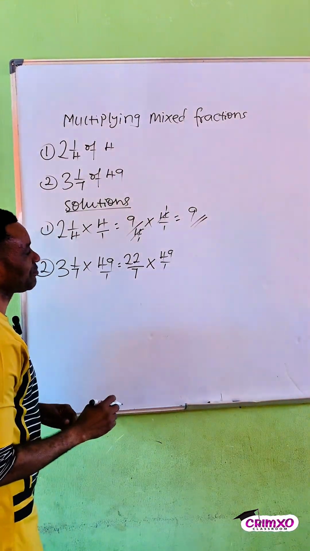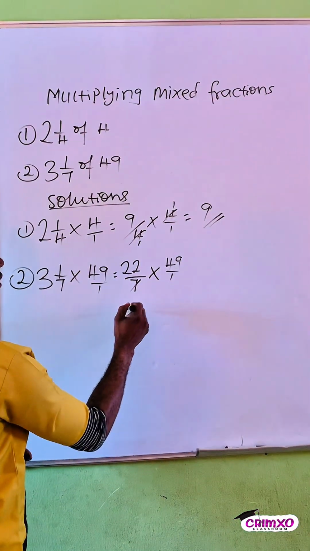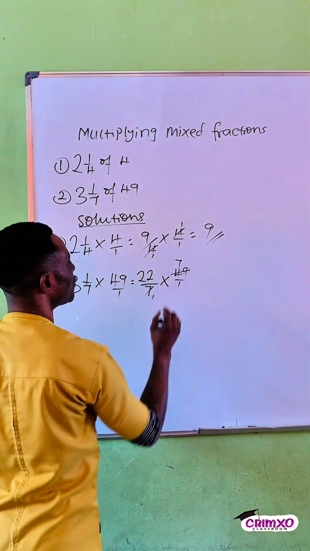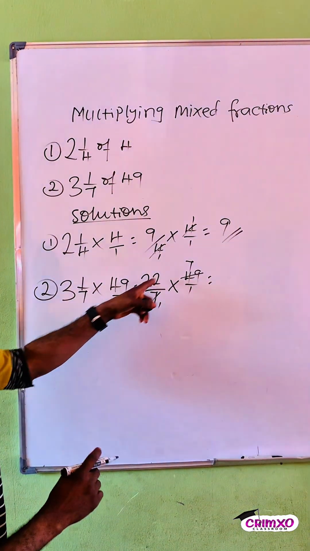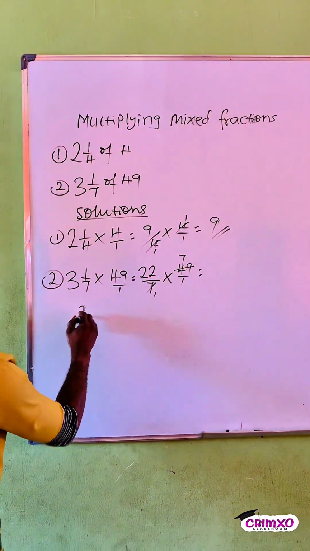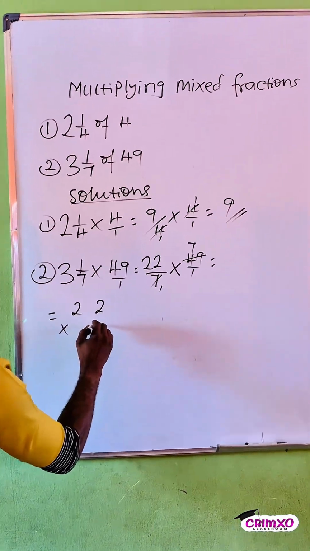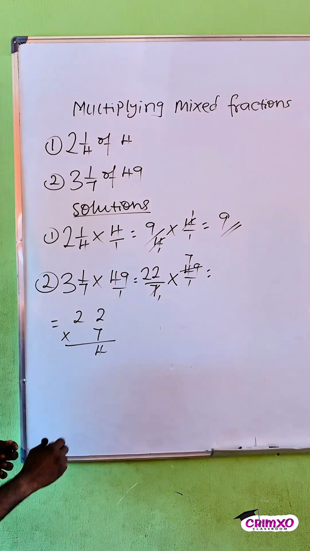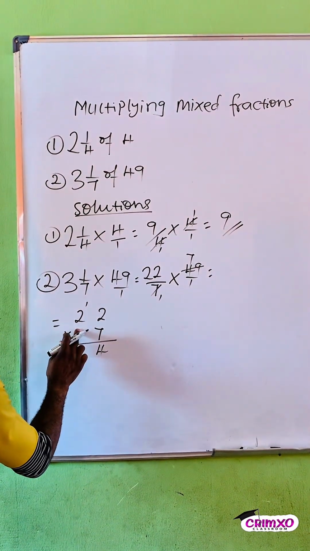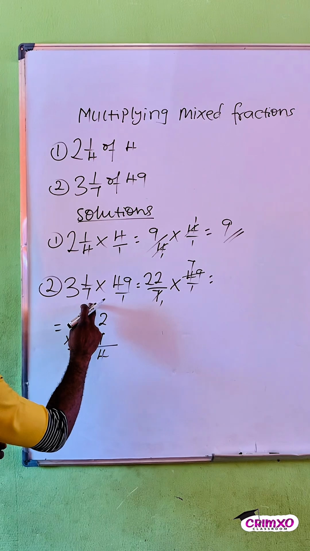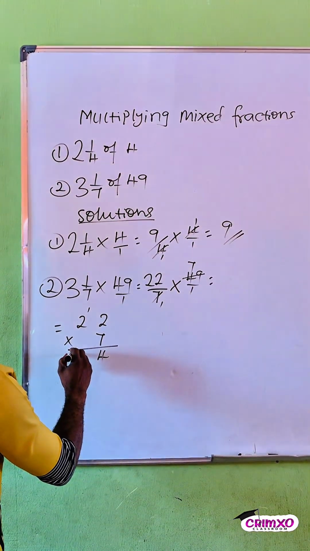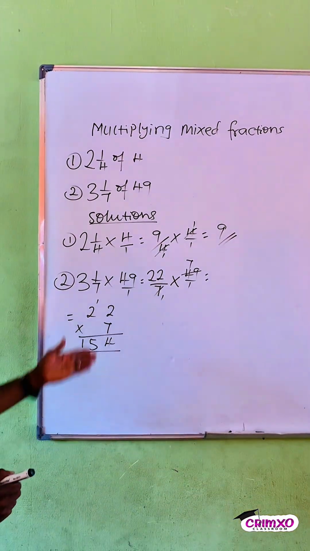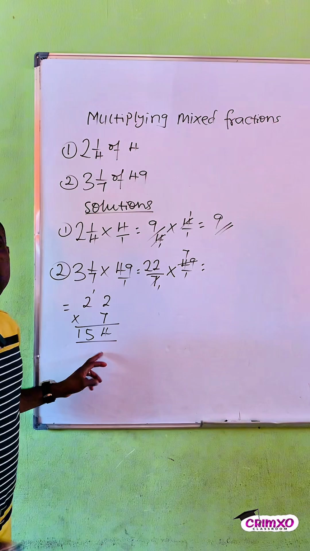49 over 1. So here 7 divided by 7 is 1, and 49 divided by 7 is 7. So what we have next is 22 times 7. Let's put it this way: 22 times 7. So 7 times 2 is 14. We write 4, carry 1. Then 7 times 2 is 14, 14 plus 1 is 15. That is 154. So this is the final answer to question number 2.